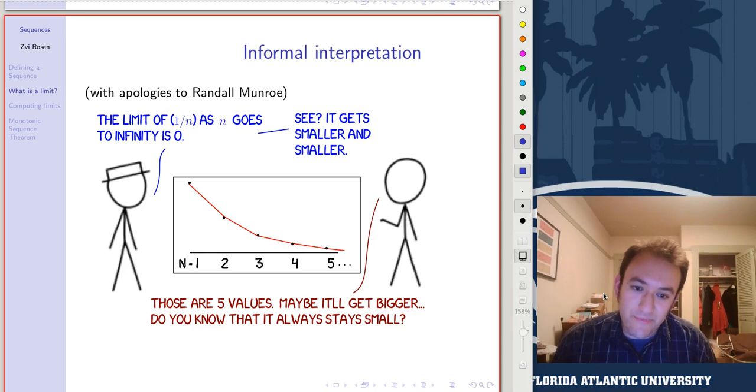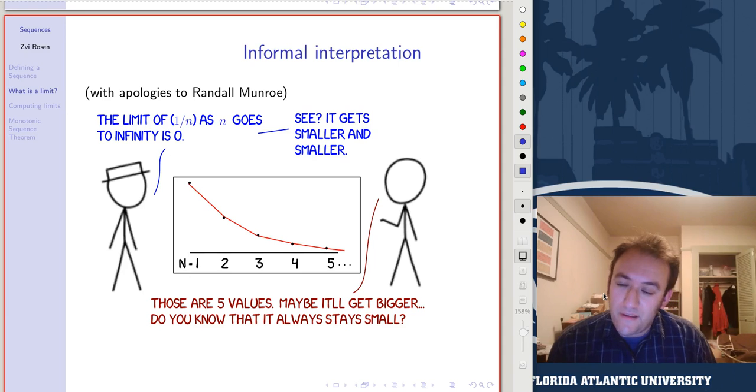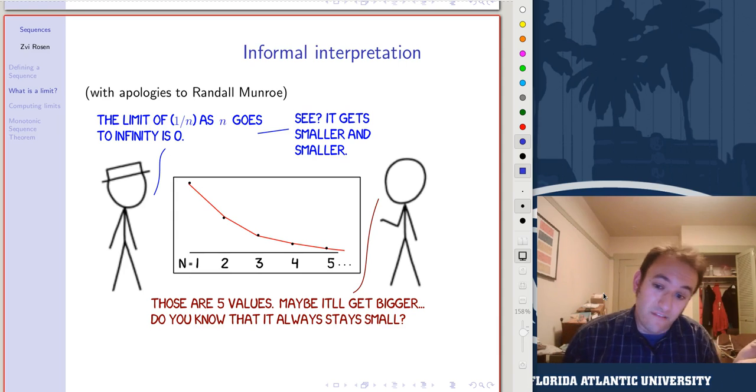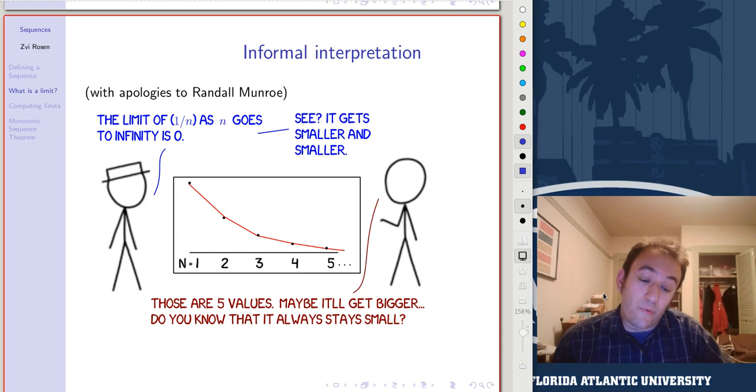So we have a conversation between two people here. The first says, the limit of 1 over n as n goes to infinity is 0. He points to this graph. See, it gets smaller and smaller. Then the skeptic responds, those are just 5 values. Maybe it'll get bigger. Right now it's getting smaller, but maybe sometime down the line it'll get bigger. Do you know that it always stays small?